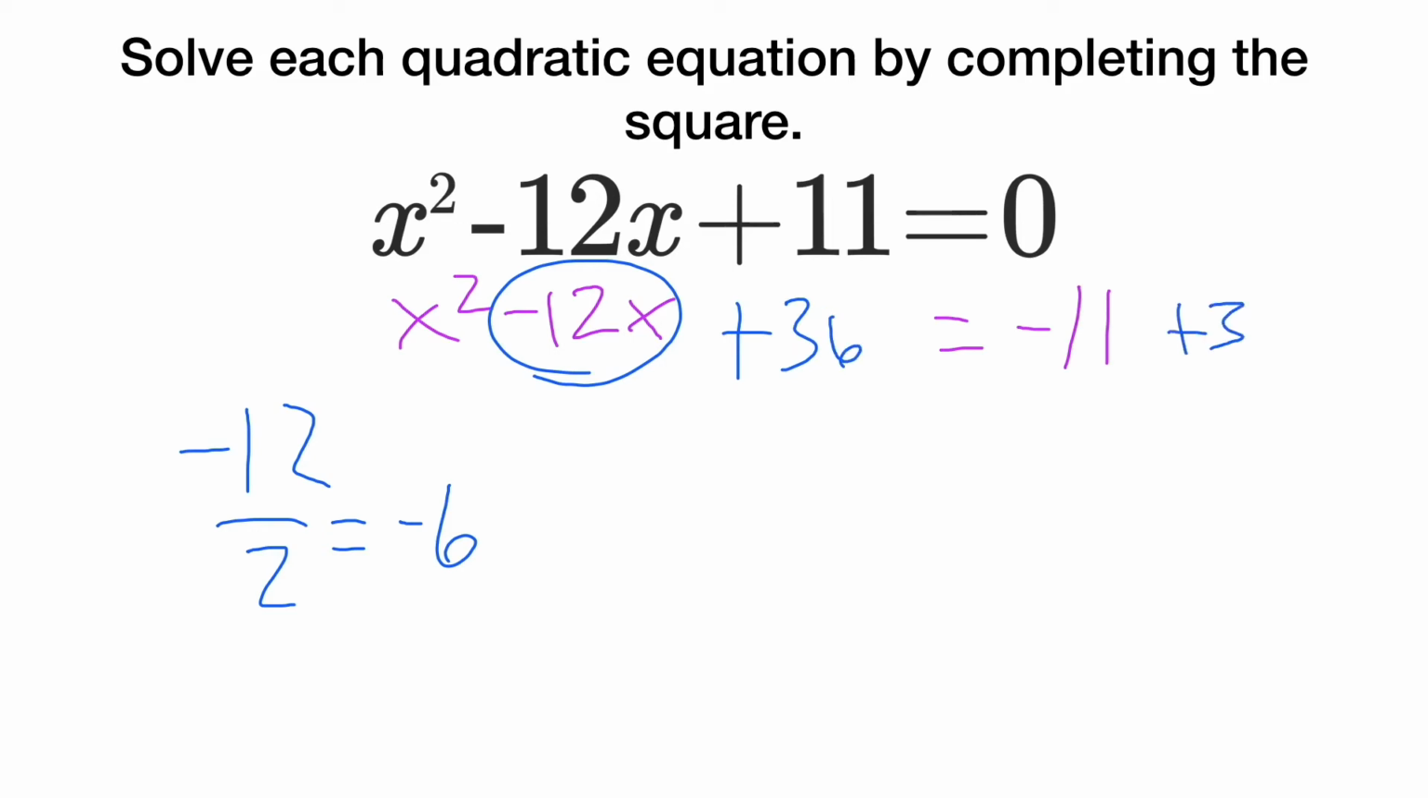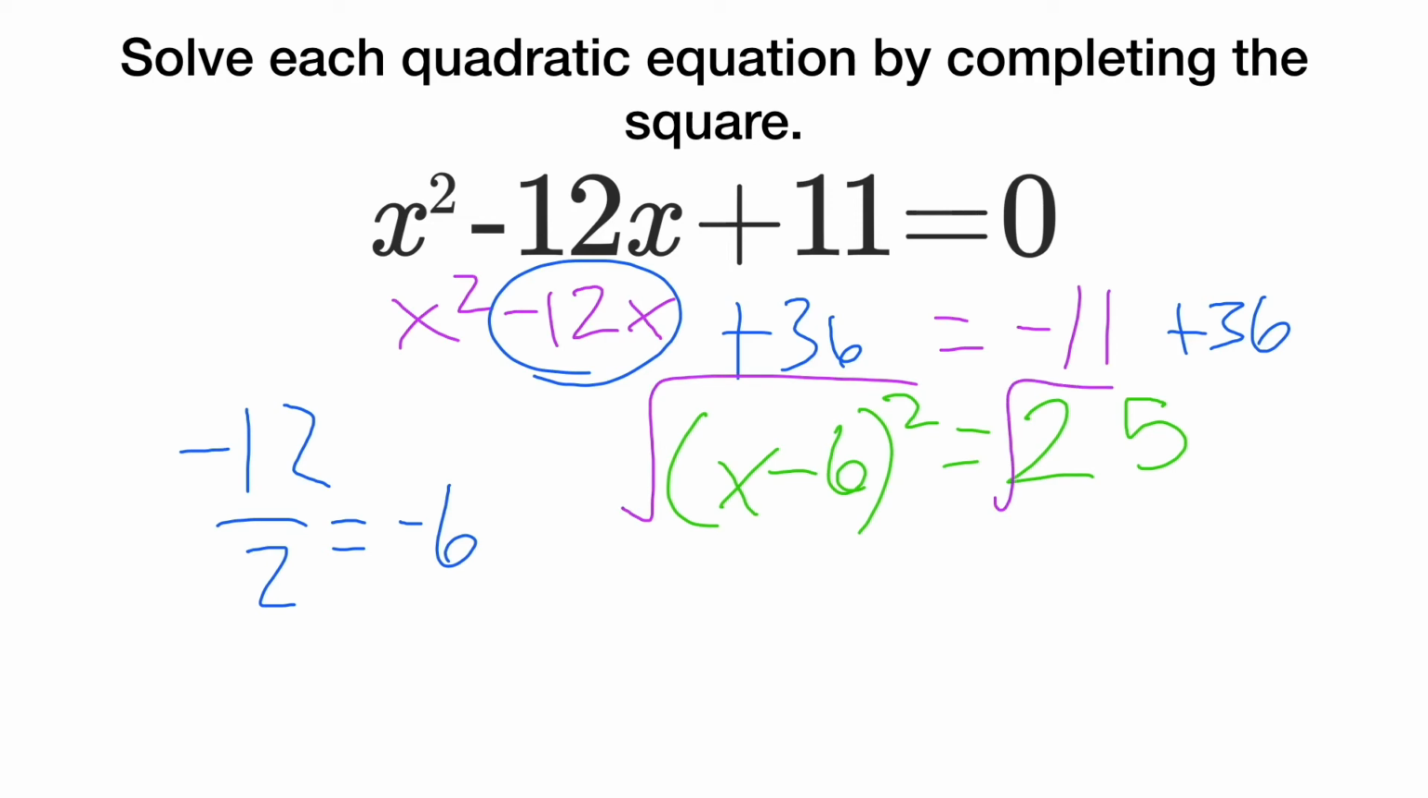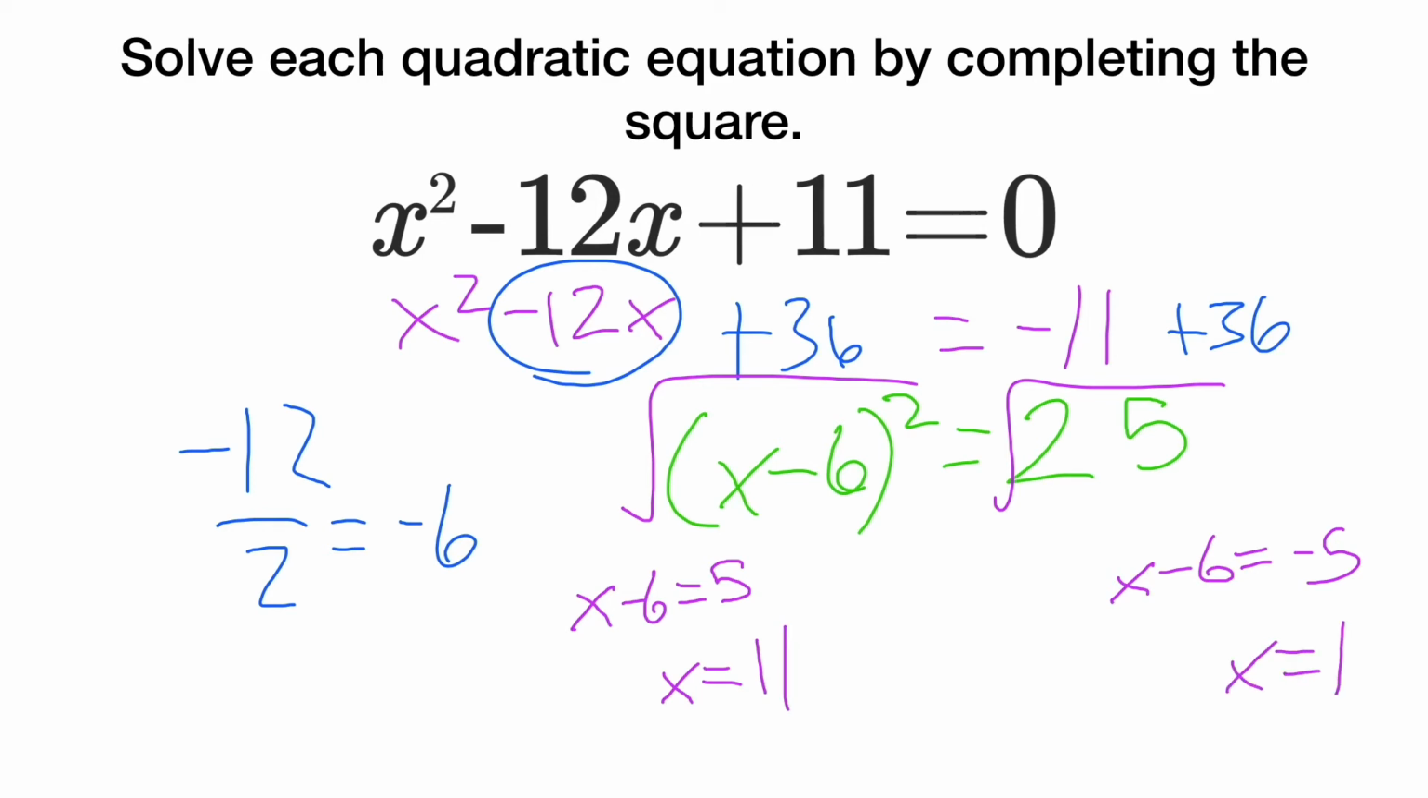If I add 36 to both sides, I end up getting to factor. So when I factor, this would become x minus 6 squared, because that's what we had over here, equals negative 11 plus 36, which is 25. Let's rewrite that 25. Then I just square root both sides. x minus 6 equals 5, and x minus 6 equals negative 5. So if I add 6 to both sides, x equals either 11 or x equals 1.